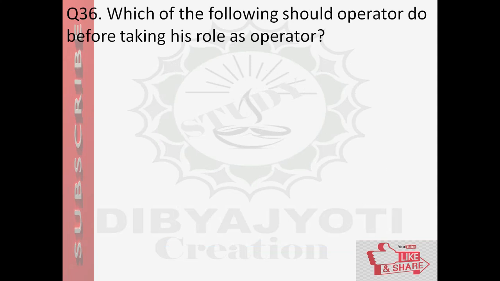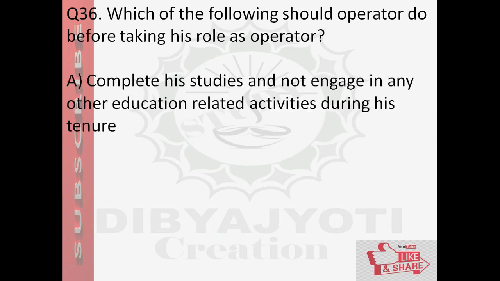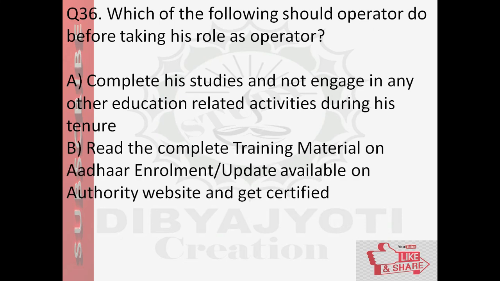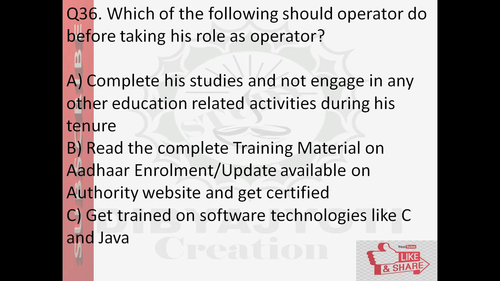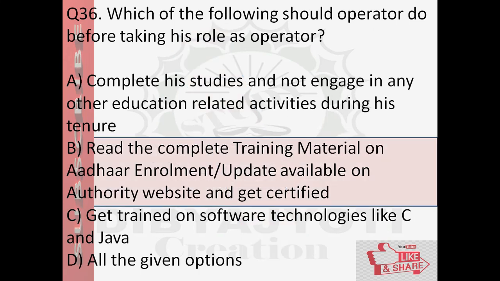Then question number 36. Which of the following should operator do before taking his role as operator? Option A, complete his studies and not engage in any other education related activities during his tenure. Read and complete training material on Aadhaar enrollment or update available on authority website and get verified. Get trained on software technology like C and Java. Option D, all the given options. And answer is option B, read the complete training material on Aadhaar enrollment or update available on authority website and get verified.